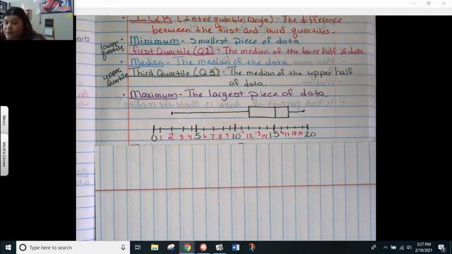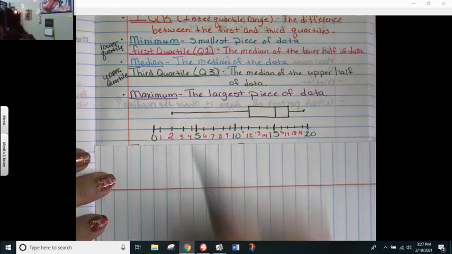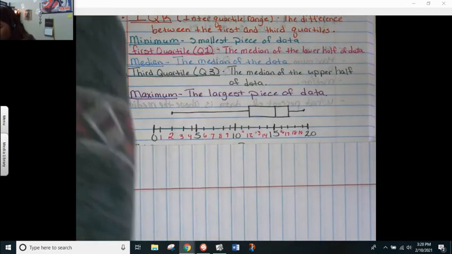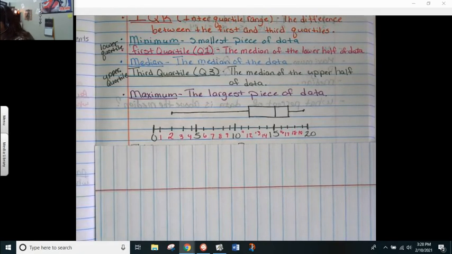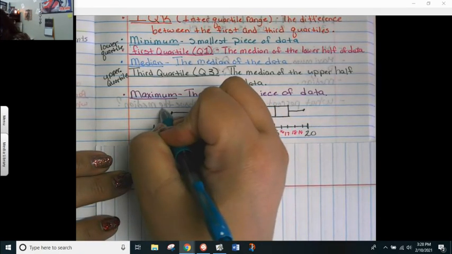Now let me explain how this works. Okay. So the minimum is easy to find. All right. So this right here, let's see, I use blue for minimum. So I want to make sure I keep the colors the same. So this right here is the minimum.